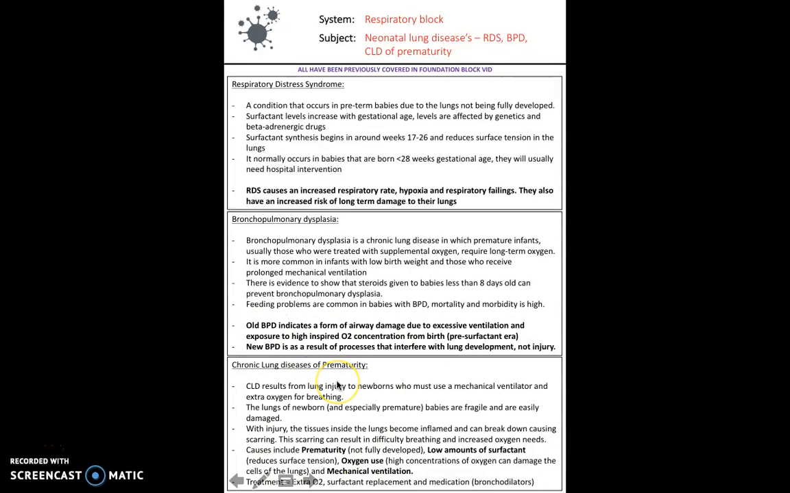And lastly, chronic lung diseases of prematurity. This just refers to diseases such as RDS, BPD. Babies essentially that need a mechanical ventilator and extra oxygen for breathing. It usually occurs in premature babies, or babies that are essentially fragile or easily damaged through birth processes. So it's usually linked to these four main things: prematurity, low amounts of surfactant, oxygen use, and mechanical ventilation are the main triggers for a lung disease of prematurity.